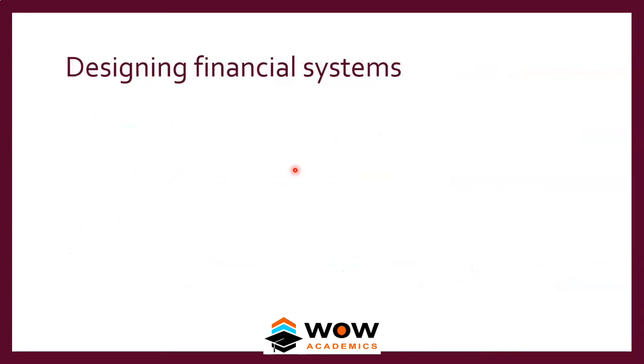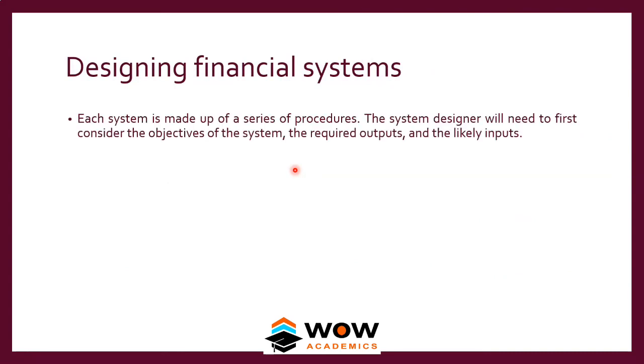So how are we going to design a financial system? A system is something like a purchase system, a payroll system, or a sales system. A particular department is a system. Each system is made up of a series of procedures, like step 1, step 2, step 3. The system designer, who is usually the expert accountant or an auditor, will first consider the objectives of the system, the required outputs and the likely inputs.